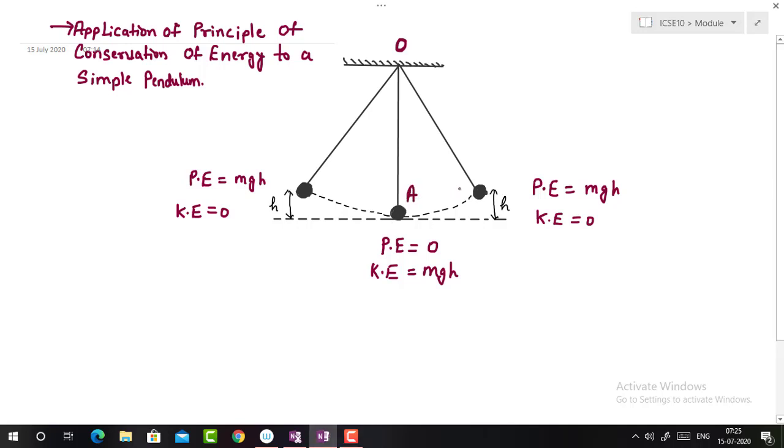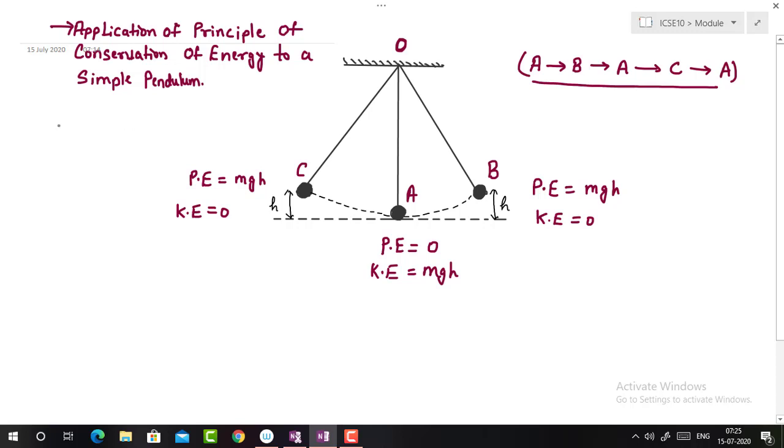When the bob is displaced to point B, and then again it comes back to the position A, and then it goes to position C, and then comes back to position A. So there is a displacement from A to B, then B back to A, then A to C, and then C back to A, and this process is called one oscillation.